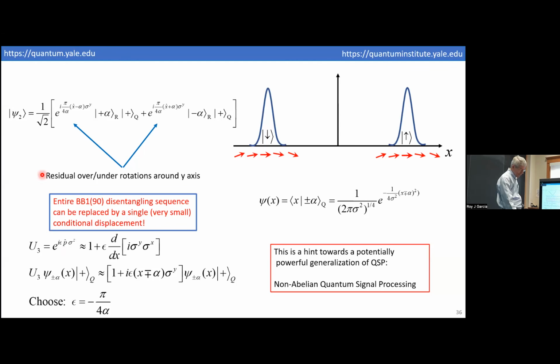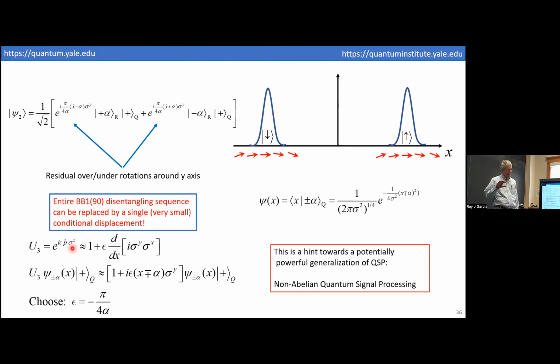So why is that? Well, think about expanding this exponential, which has a small parameter, 1 over alpha. I get 1 plus something linear in x minus alpha or x plus alpha. And since I know that these are Gaussians, I can get x minus alpha by just taking a derivative of the Gaussian, which is this p. And so that whole NMR sequence can be replaced by one very small conditional displacement about the y-axis. And it works extremely well, but to first order in these small fluctuations.